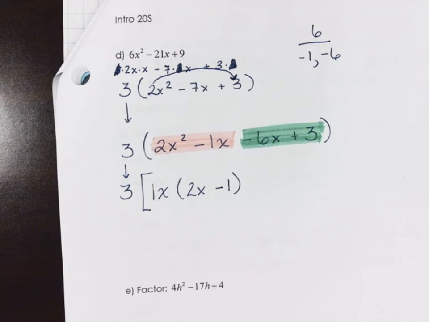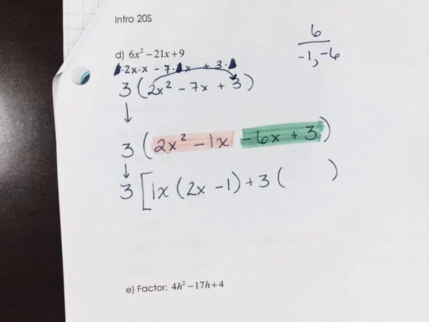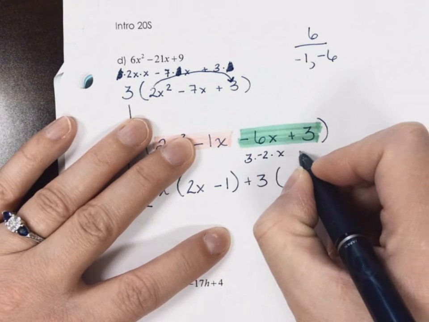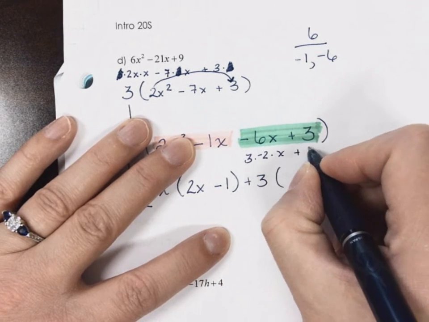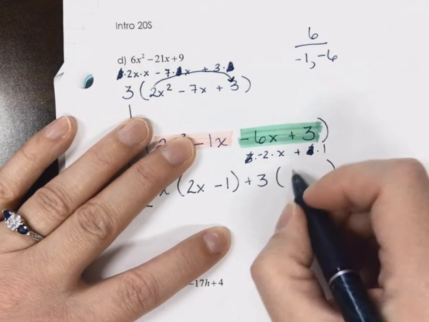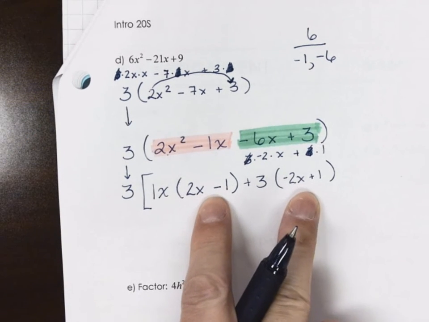All right. What can I take out of the green set? Okay, what kind of three? Okay, if I take out a positive three, what's left behind? So this would be three by negative two by x plus three times one. So I'd be left with negative 2x plus 1. Are those the same?